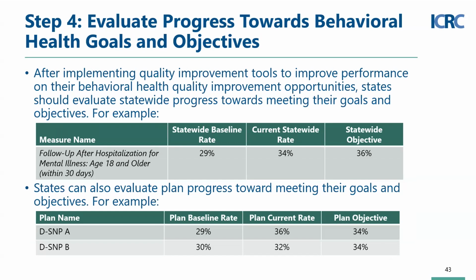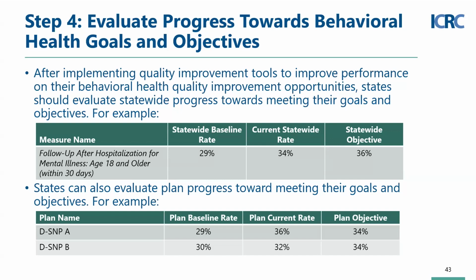We have now reached step 4. After implementing Medicaid and Medicare quality improvement tools, states should evaluate statewide progress towards their behavioral health goals and objectives. In this first example, prior to implementing interventions to improve follow-up after hospitalization for mental illness, the statewide baseline rate on this measure was 29%. After implementing quality improvement tools, the state improved its performance on this measure to 34%, but the rate was below the statewide objective of 36%, leaving room for continued improvement. States can use this or a similar approach to evaluate progress towards their goals.